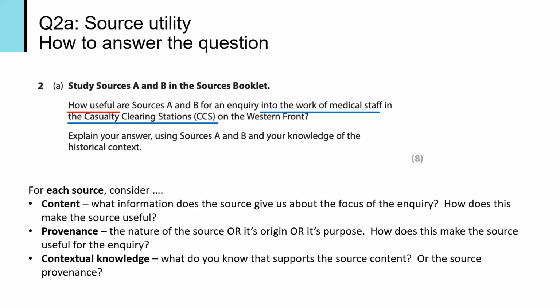It is important to add some of your own knowledge to support your explanation. Remember to write about both sources. The easiest way to do this is to write a paragraph for each source.